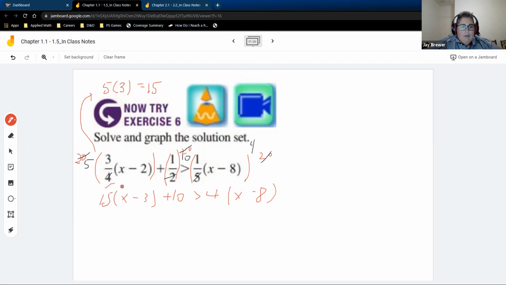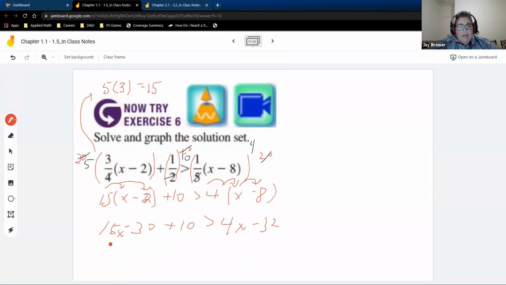15 goes here, so then we'll distribute. Okay, so 15x, and then minus, oh, that's a 2. Always double check your work. So minus 30 plus 10 greater than 4 times x is 4x. And then 4 times negative 8 will give us a negative 32. Negative 30 plus 10 will give us a negative 20.